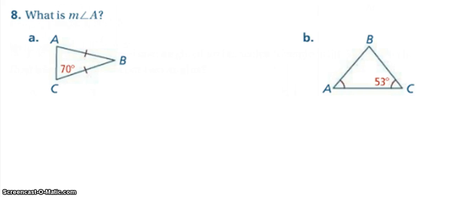If you have not done so, pause the video and try number 8. In 8A, because I see that I have an isosceles triangle with congruent sides, I know that the angles opposite them will be congruent, so angle A here is 70. Over here, I'm just showing that my angles are congruent, and I'm given the measure of one of them, which means my other angle will have the same measure, so in B, angle A is 53.